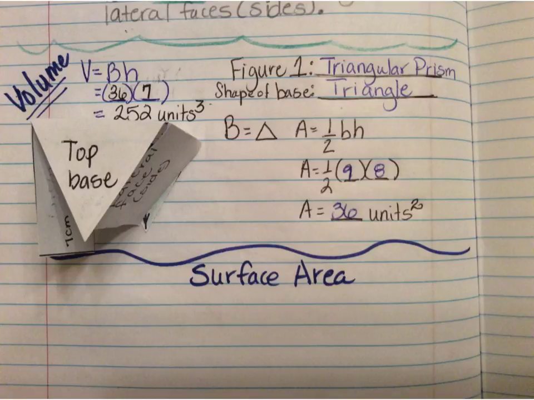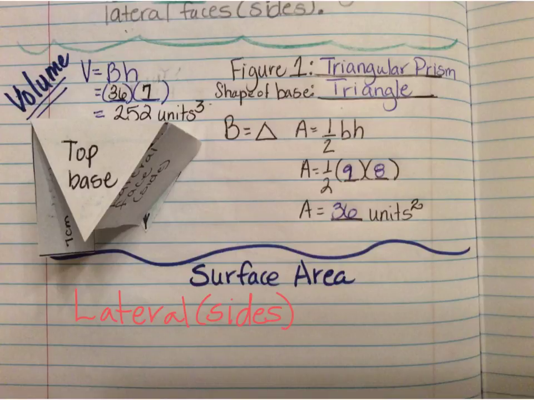Now we're going to move down to surface area. The first surface area that we're going to find is lateral. Lateral, which is L-A-T-E-R-A-L. And remember, the lateral surface area is the sides. Okay, that's all of the sides, and that's it.